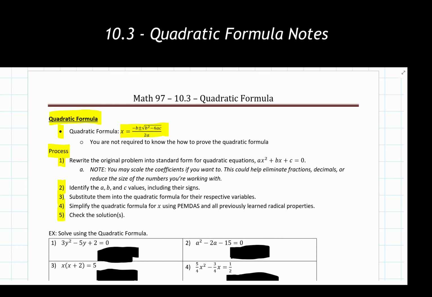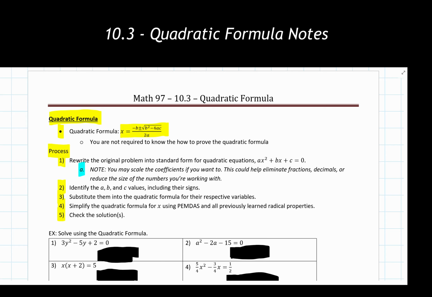So we have our process for going through and writing out and applying the quadratic formula. My recommendation would be to pause the video here and write these down for yourselves if you need to. Otherwise, we're going to jump into the process and then go into some examples.